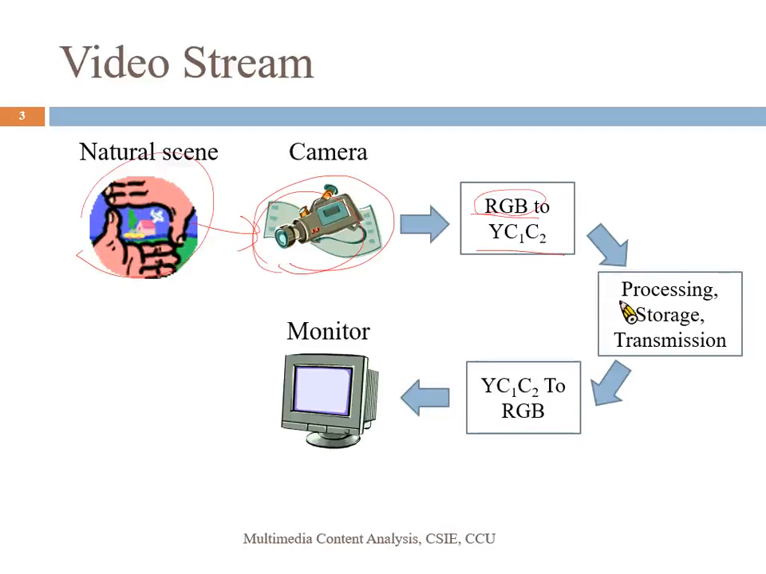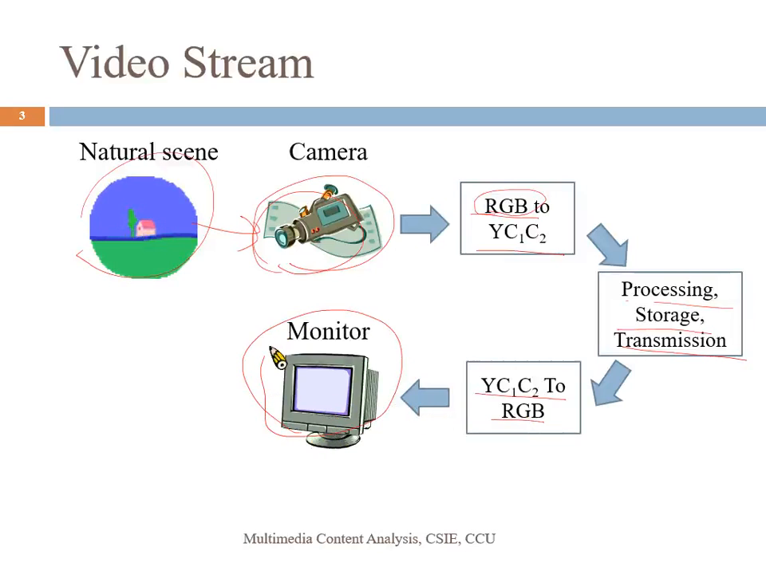Okay, and then we can do some processing, storage, compression, or transmission. And we can store video data in a disk, and then from the disk we read the data, and we have to transform the color space from C1, C2 to RGB, so that we can display color information on the monitor, because the monitor uses RGB color space. So here is the digitization process as well as the display process of a video stream.